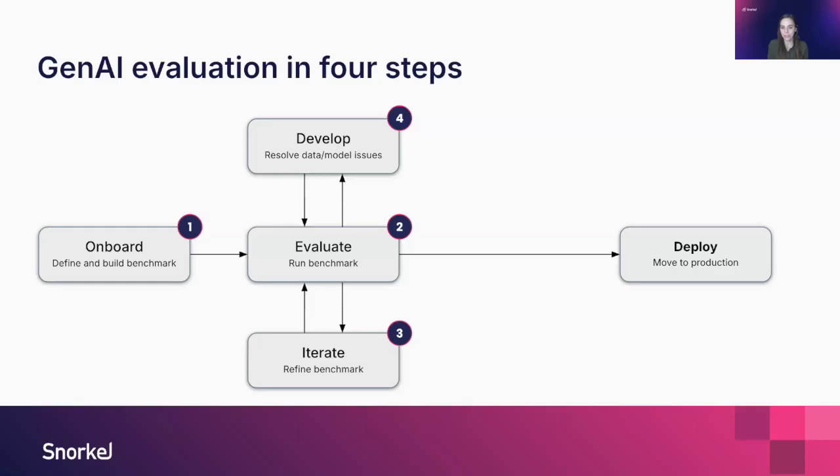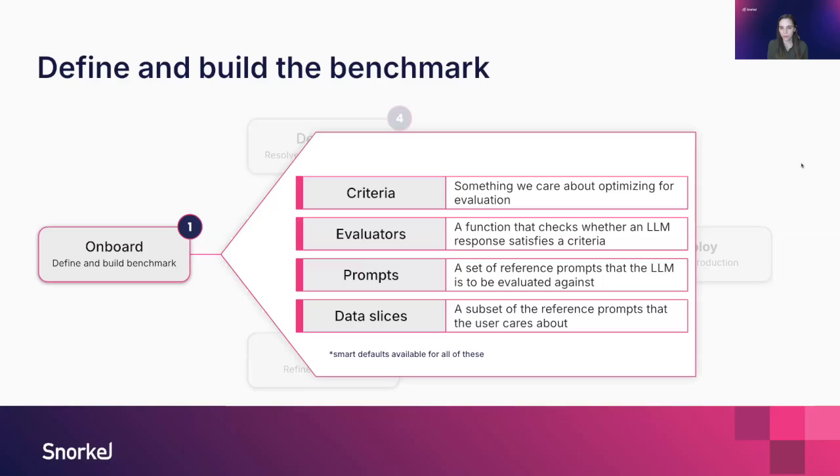So step one here is onboarding. And here within onboarding, you're going to do a couple different things. You're looking at the artifacts that you'll want to use throughout the workflow, and you're defining those. So here are 4 different artifacts that you're going to want to start by defining. And we have smart defaults available for all of these. So you can get started right away, or if you want to customize, you can add your own or edit and tweak existing ones. So I'll walk through each of these 4 artifacts.